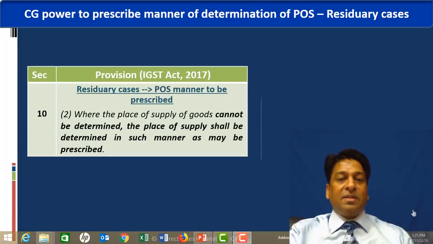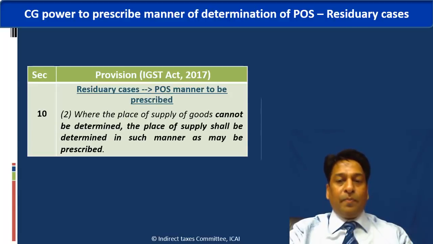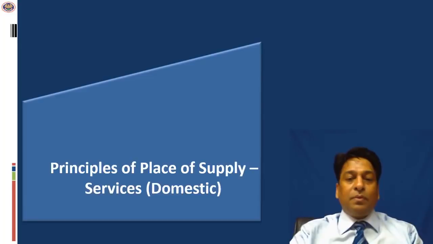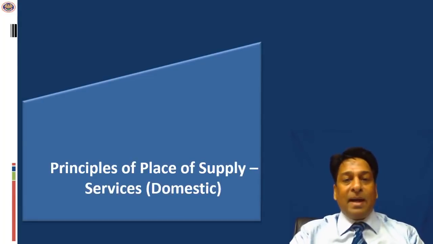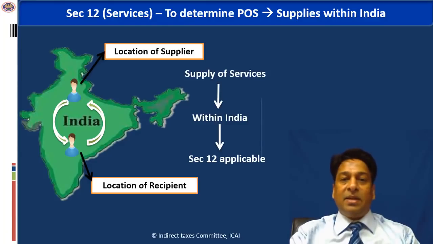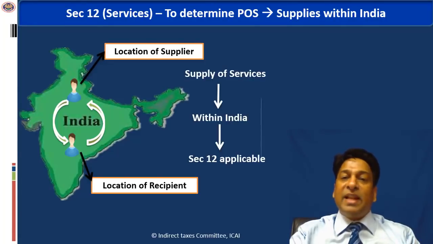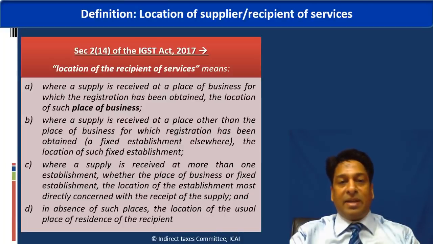So my dear friends, now move to supply, principle of place of supply for services, domestic transaction. Section 12 of IGST Act 2017 is going to be important. So within India, it can be intrastate or interstate.